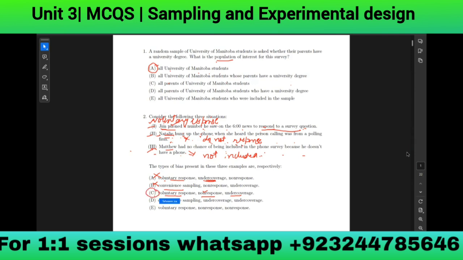We have studied all these things in the last lesson: what a voluntary response is, when someone answers a question; what a hang-up means, that they're not responding; and that if someone is not even included in a survey, it means undercoverage. So option C will be the correct answer for this question. Any confusion up till now? No. So for the first one, the answer is option A, and for the second one, the answer is option C.